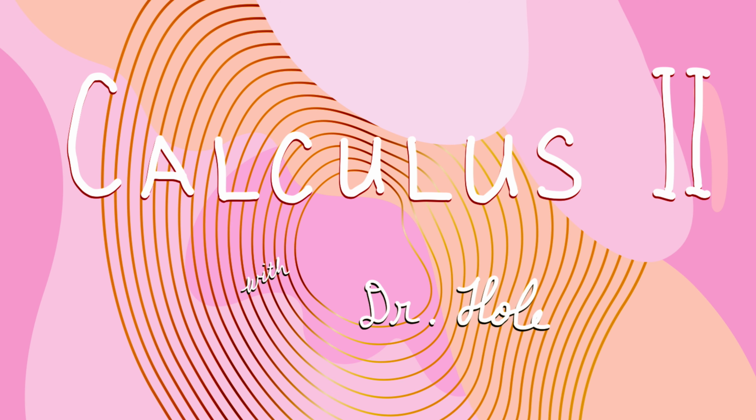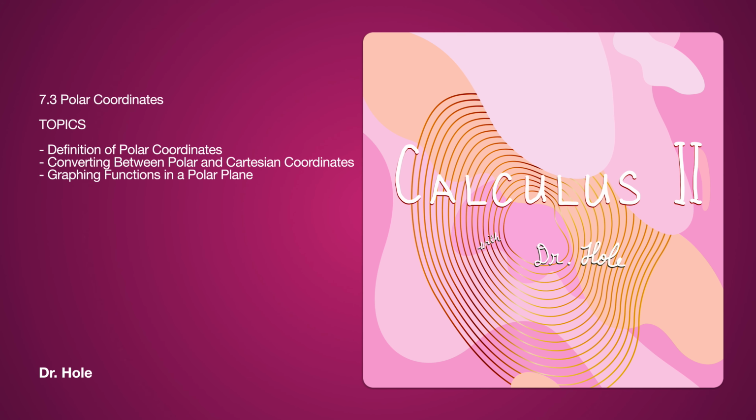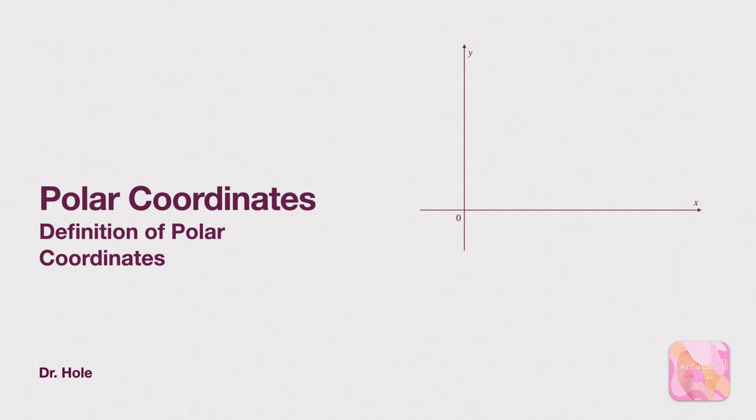Welcome back to Calculus 2, Section 7.3, Polar Coordinates. Let's begin by looking at the definition of polar coordinates. Here we're looking at the x, y coordinate plane. We have a 0 to indicate the origin.